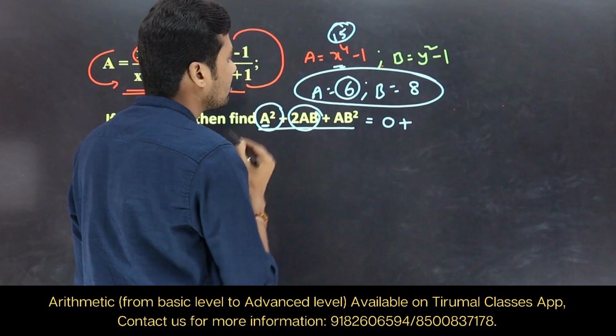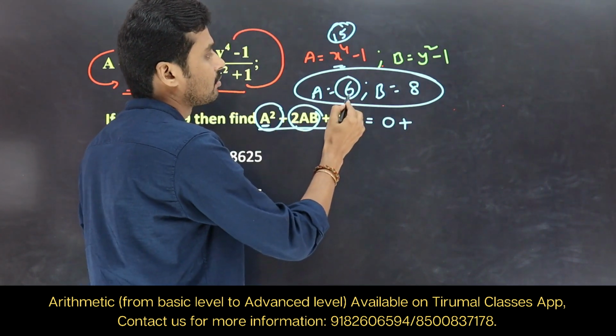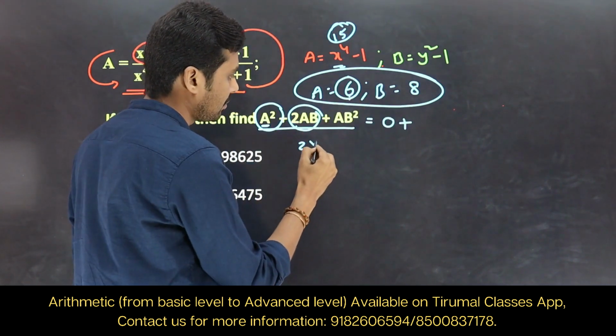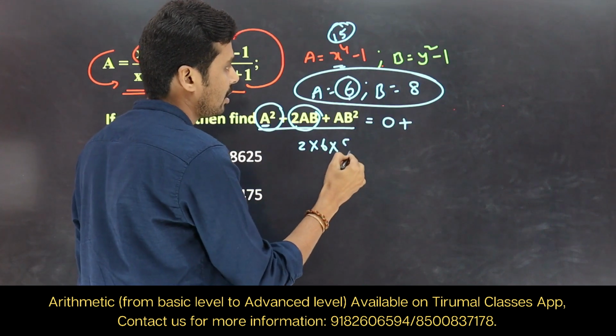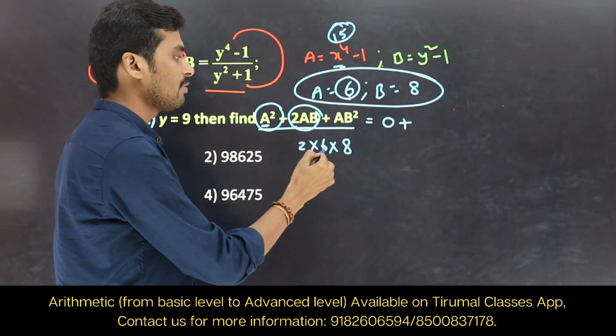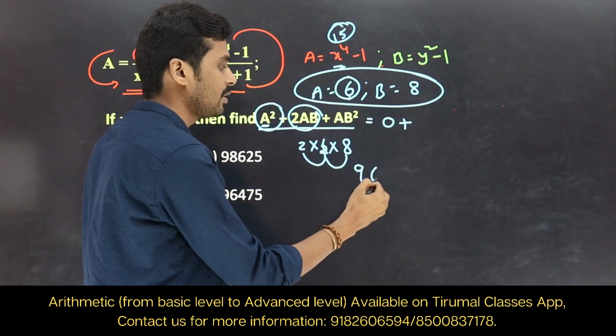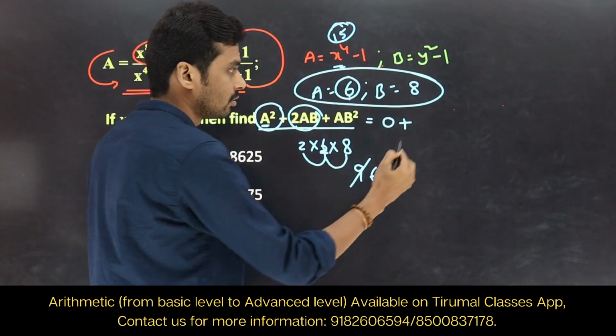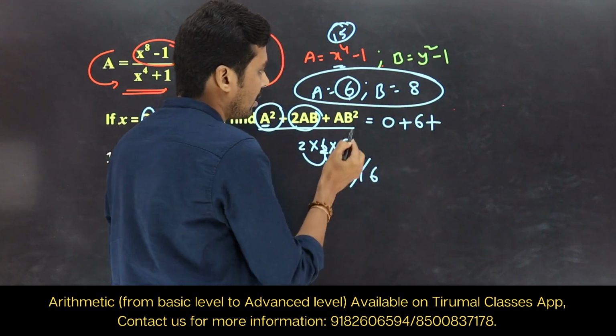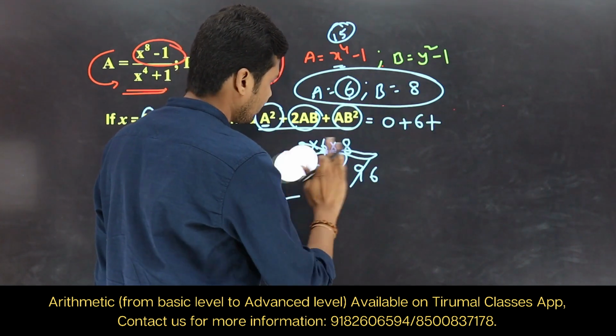Next 2ab. 2ab means 2 into a value, which is 6, that is 12, 12 into 8 is 96. A value is 6, B value is 8. 2 6 is 12, 12 8 is 96. 96 means you can cancel out 9. So the remaining value is 6. Next, b square.